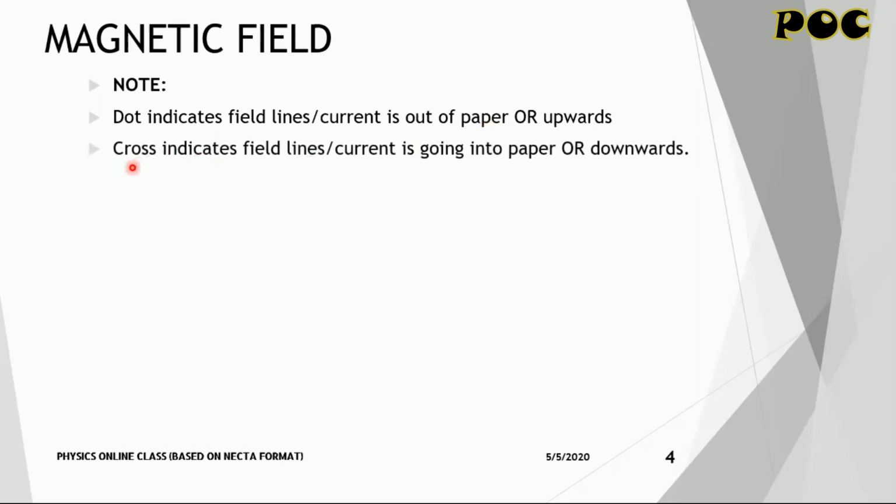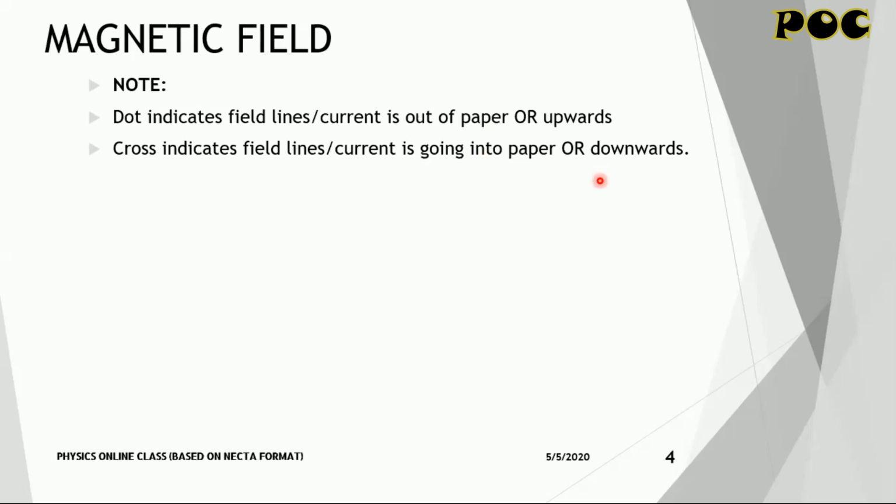And the second way, we use a cross. When you see a cross, it indicates the field lines or the current is going into the paper or downward. We use the same concept as before. Imagine you place a paper on your table, and you are looking at that paper from the top. When you see a cross, it means you see the tail of an arrow, and that shows the field or the current is going downward or into the paper. That is why you see a cross, which represents the tail of an arrow.